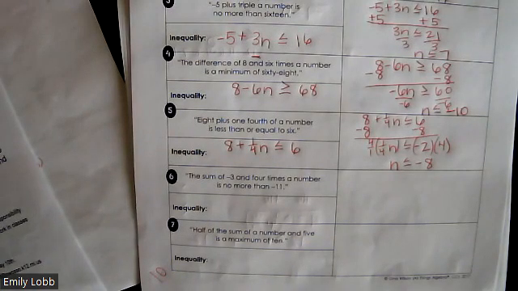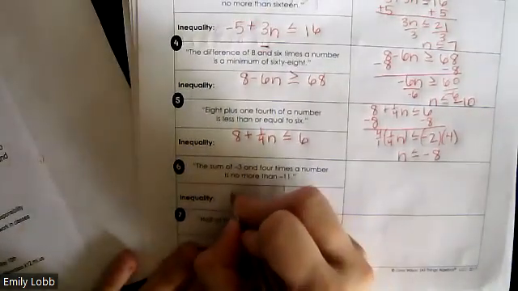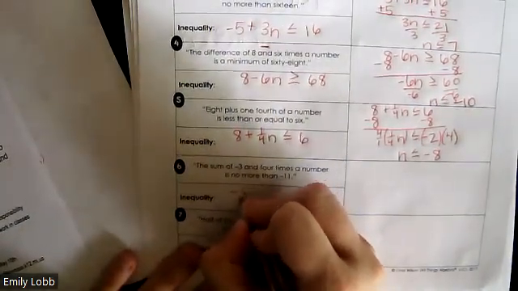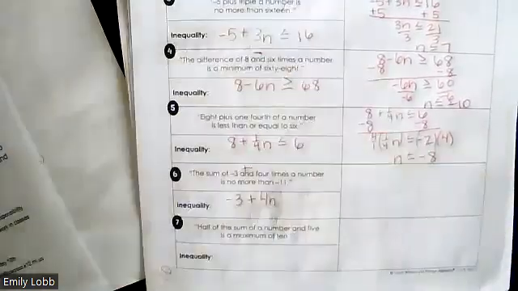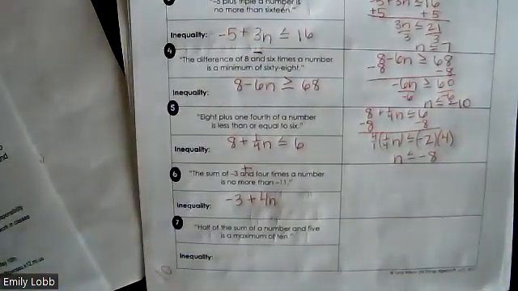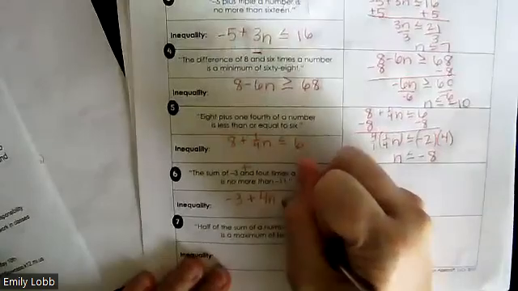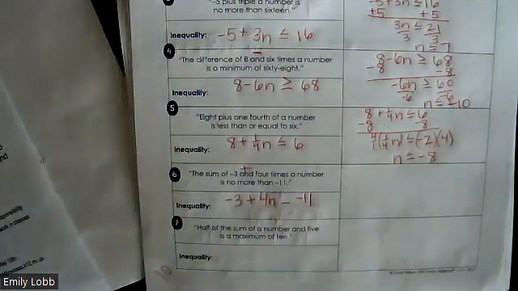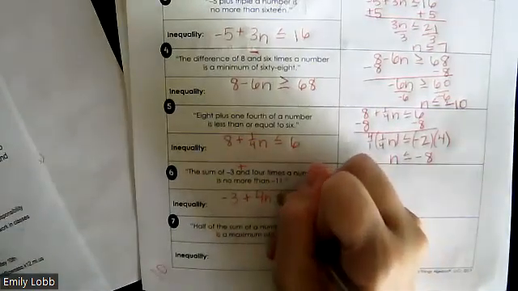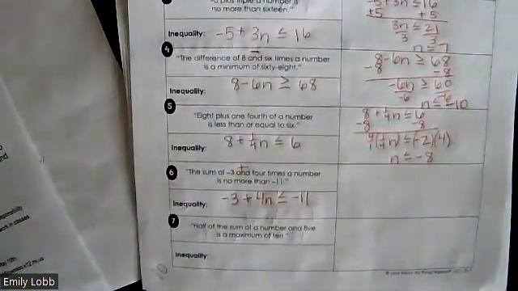All right, the sum of -3, these are okay. -3, and since it said the sum, we're gonna put a plus where the "and" is. 4 times a number is no more than -11. So if it's no more than -11, it could be equal to, but it can't be any more than, so it cannot be greater than, it's gotta be less than.